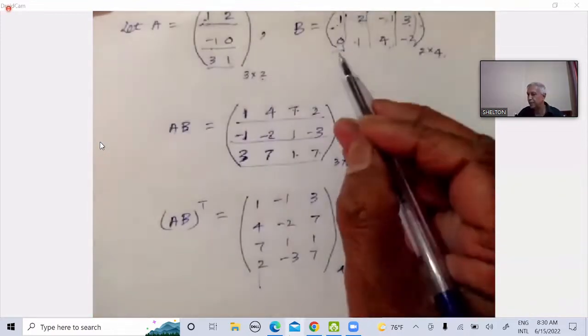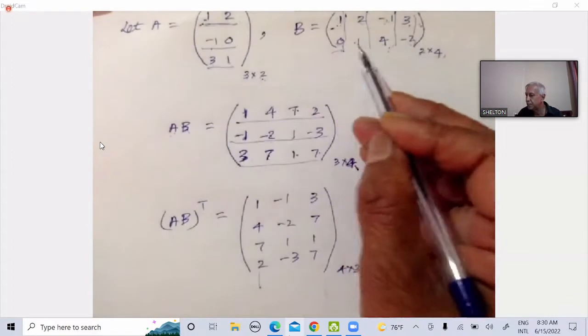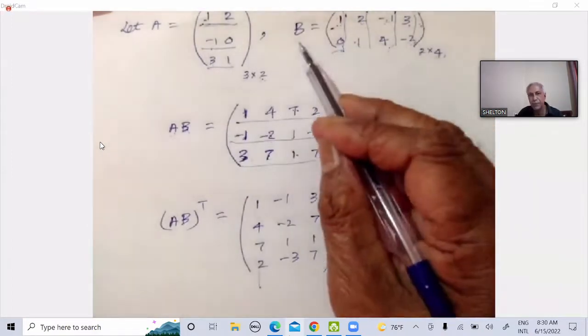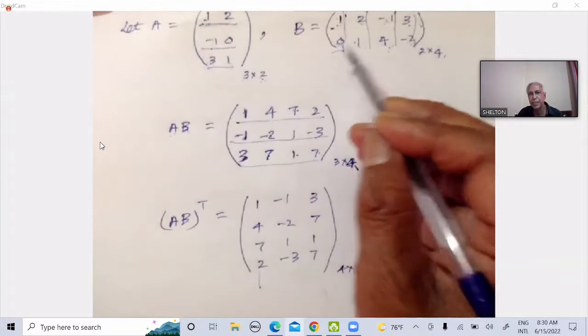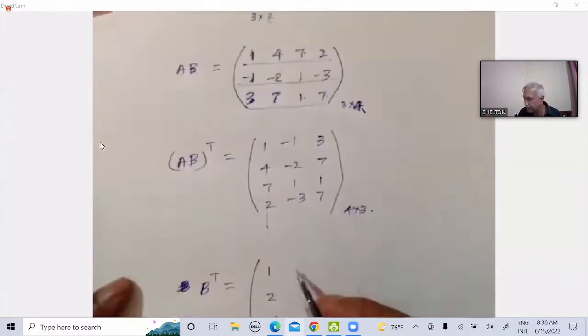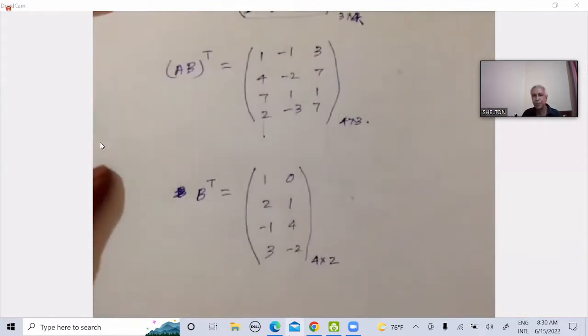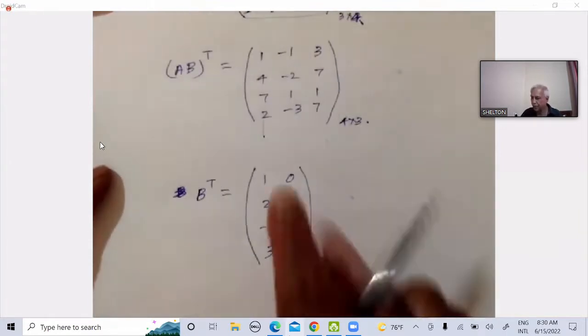The first column. Second row is 0, 1, 4, minus 2. It becomes the second column of B transpose. What are the numbers? 0, 1, 4, minus 2. It is a matrix of the size 4 by 2, no, 4 rows and 2 columns.